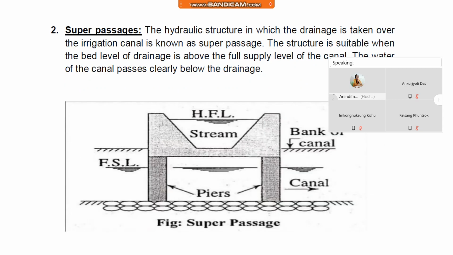Next, number 2 is super passage. The hydraulic structure in which the drainage is taken over the irrigation canal is known as super passage. The structure is suitable when the bed level of the drainage is above the full supply level of the canal. The water of the canal passes clearly below the drainage. In this figure, you can see the super passage structure.